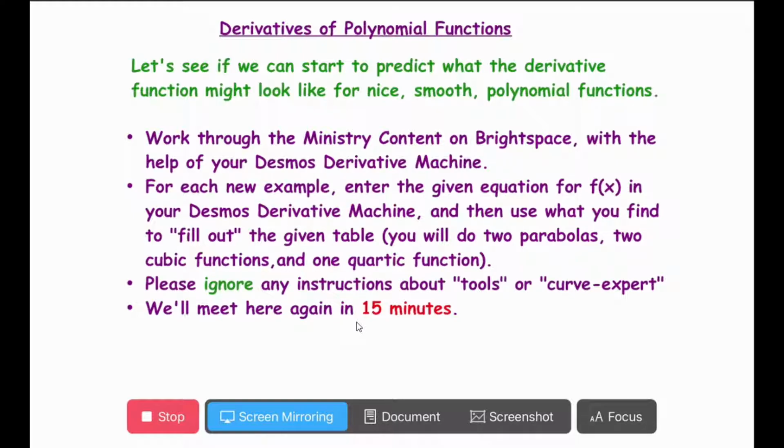You will do 2 parabolas, 2 cubic functions, and 1 quartic function. Please ignore any instructions about tools or curve expert, and then we'll meet back here in 15 minutes, or if you want to pause the video and work through this on your own, or whatever your current circumstance is, just please make sure you've had a chance to work through and try this stuff out.